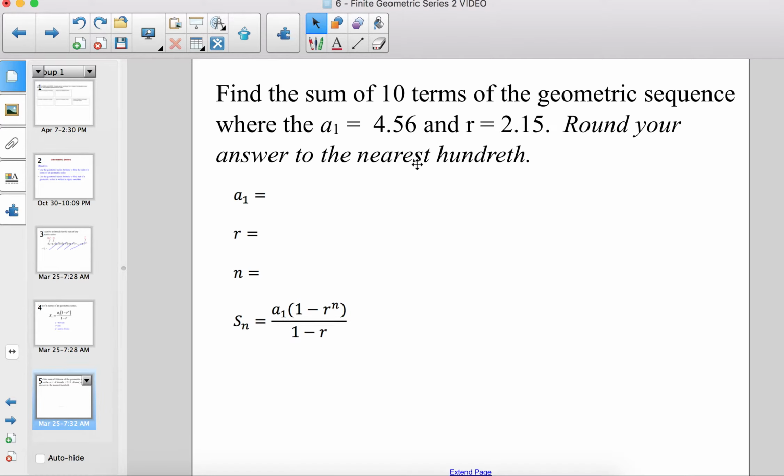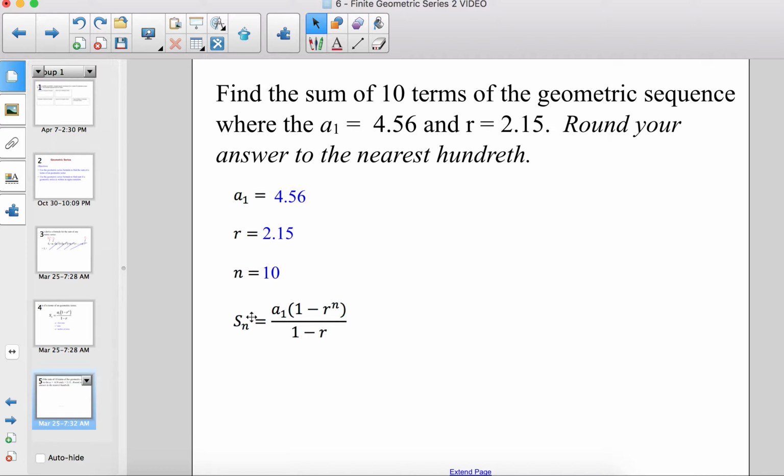Well, I started off with an easy example because guess what? They gave me everything. A sub 1, 4.56, r, 2.15, and the number of terms, it tells me up here I want 10 terms. So there it is, 10. All right, so once I have my list, I can plug it in.